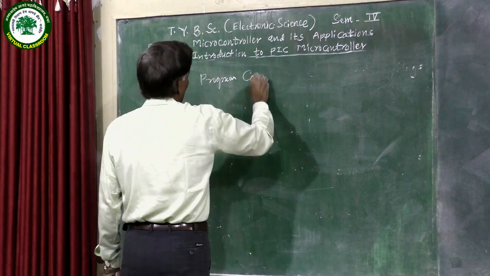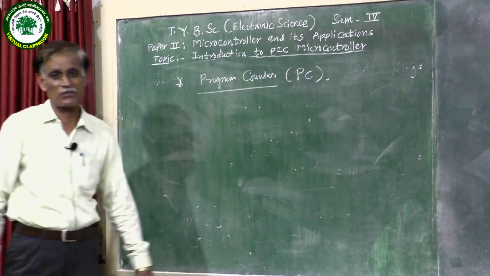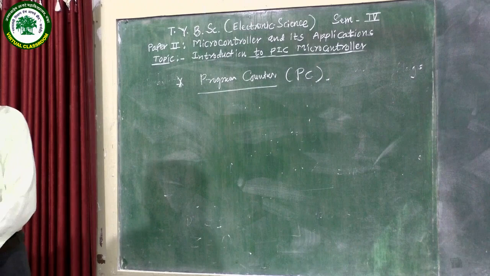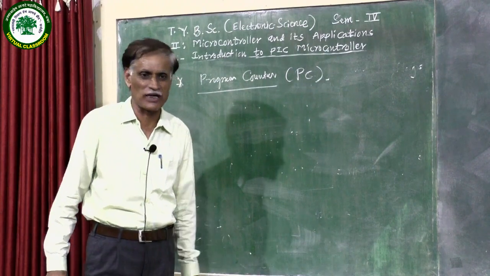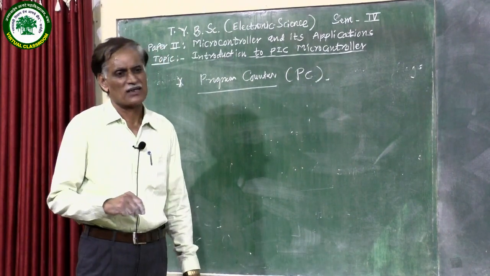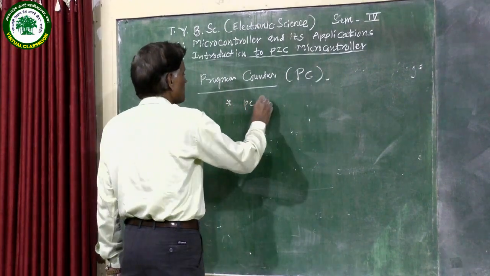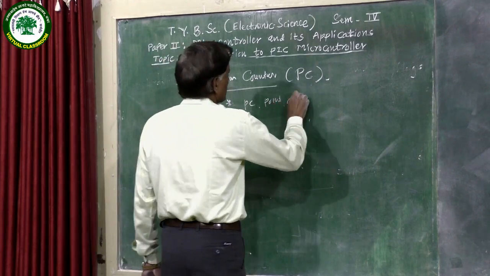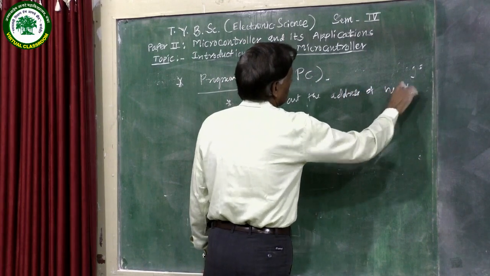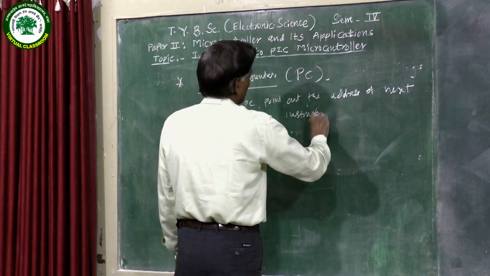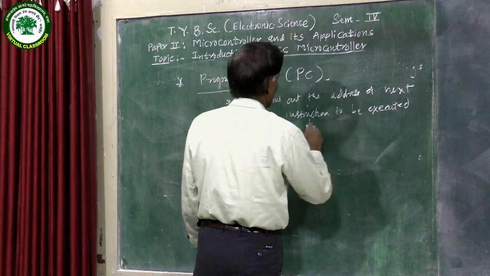Program counter, shortly abbreviated as PC. What is the purpose of program counter? You know, it keeps the sequential track of execution of program. Before execution of next instruction, the address will be generated by the PC. Shortly, here we say that PC points out the address of the next instruction to be executed automatically.